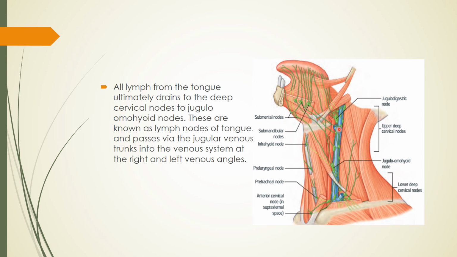They are divided into various groups we will study later. So this group is upper deep cervical nodes including jugulodigastric lymph nodes, and these are inferior or lower deep cervical lymph nodes which include jugulo-omohyoid nodes. So lymph from the tongue ultimately drains to deep cervical lymph nodes and goes to jugulo-omohyoid nodes. These nodes are also called lymph nodes of the tongue, and then lymph passes via jugular venous trunks into venous system at the right and left venous angles.